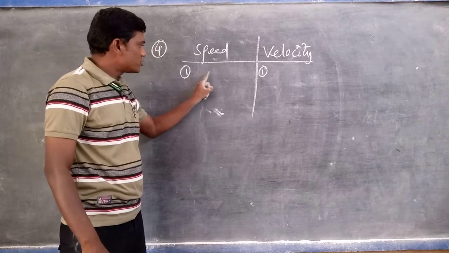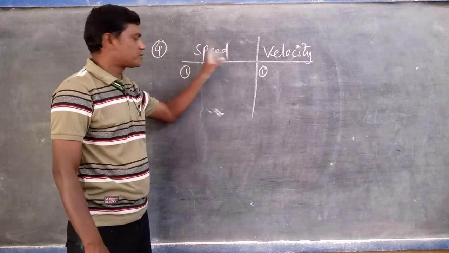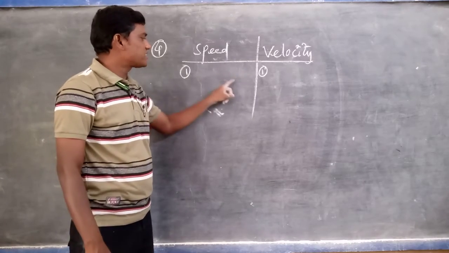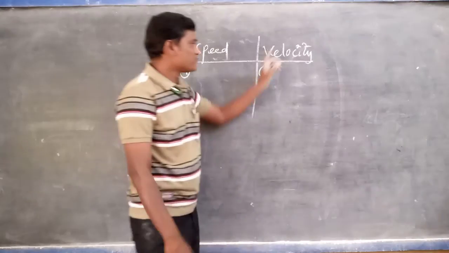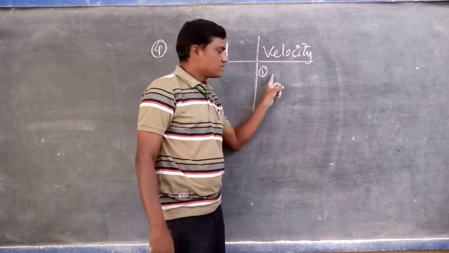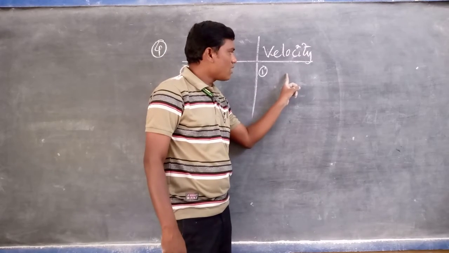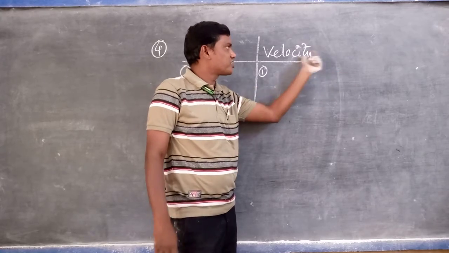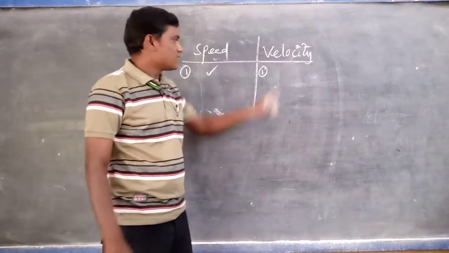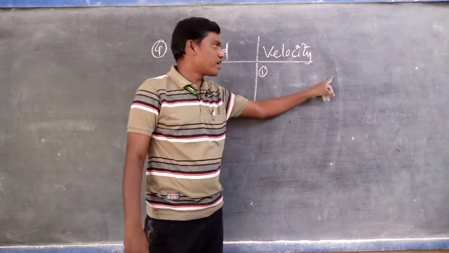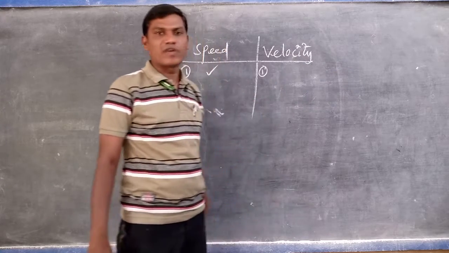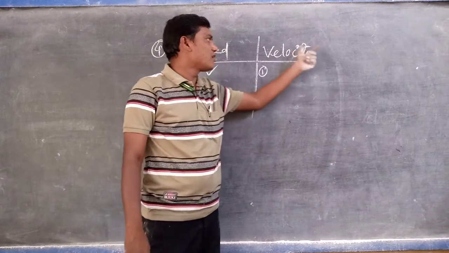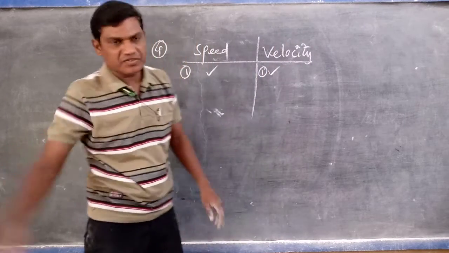the rate of change of motion is called speed, or the distance covered by a body in a unit time is called speed. Next, for this one, the rate of change of motion of a body in a specified direction is called velocity, or the rate of change of displacement is called velocity. You can write the definition first.